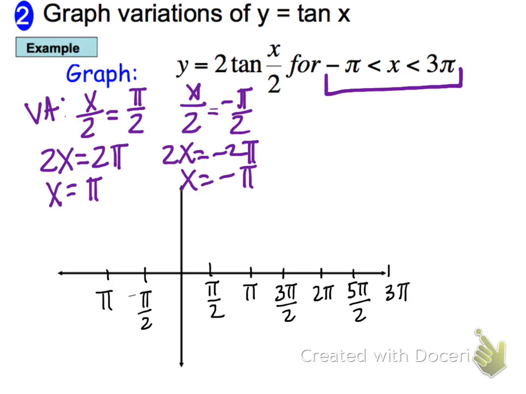So now that I have my axes scaled, I think our amplitude was 2, so we'll go up 2 and down 2. We're ready to go. So the first thing we want to do is plot those asymptotes. Remember we said those will be at pi and negative pi. So I'm going to go to pi and draw in a VA, and negative pi and draw in a VA.